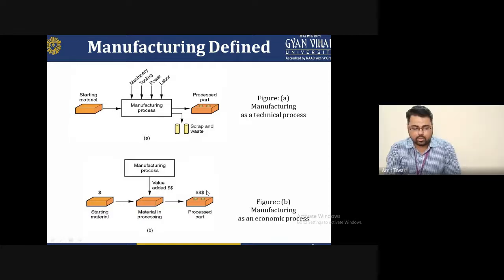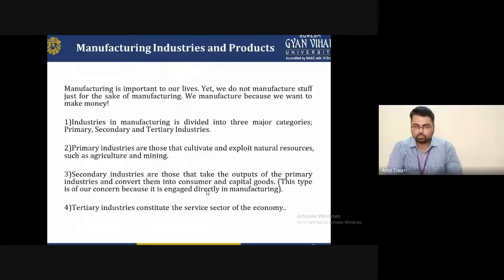It is very important to identify that manufacturing is divided into the manufacturing process and the value addition process. Manufacturing is important to our life, yet we do not manufacture stuff just for the sake of manufacturing. We manufacture because we want to make money. Obviously, we want to get the money, and the price is most important.